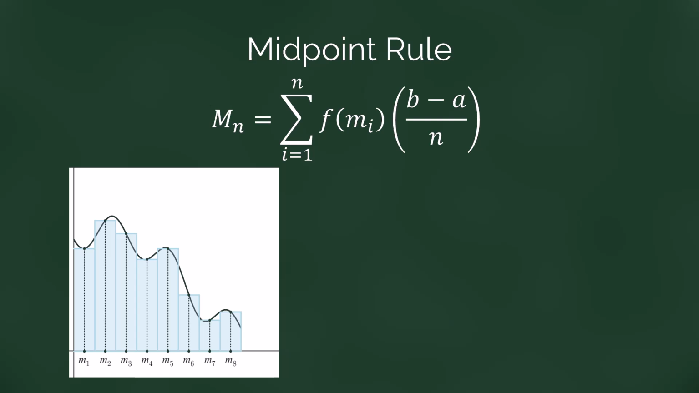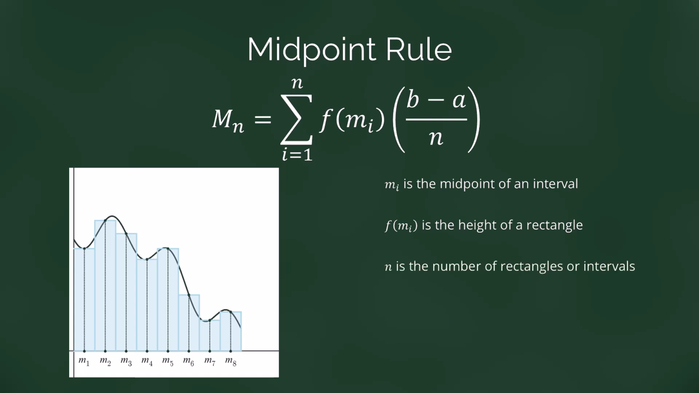Here we have the formula we can use to actually calculate an area estimation using the midpoint rule. M sub n is going to stand for the midpoint estimation over n subintervals. And so for that, we take the sum from i equals 1 to n of f of m sub i times the quantity b minus a over n. Let's talk about what each piece of that represents. M sub i is going to be the midpoint of a given interval. F of m sub i is then going to be the height of a rectangle over that interval.